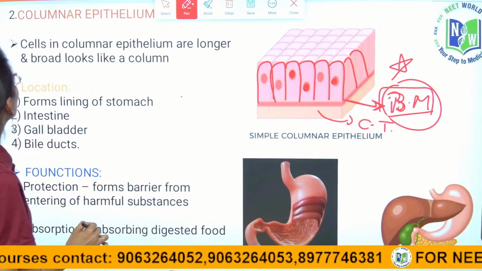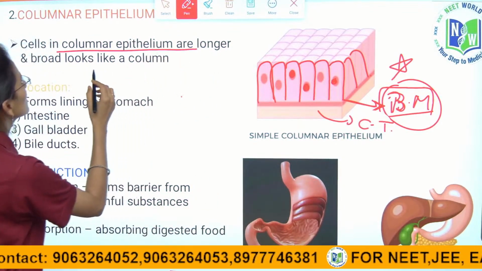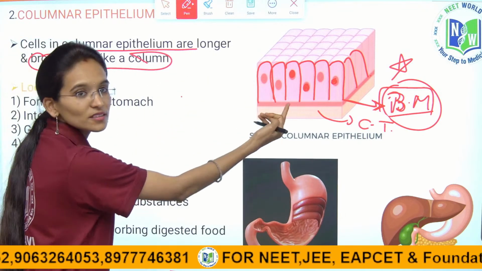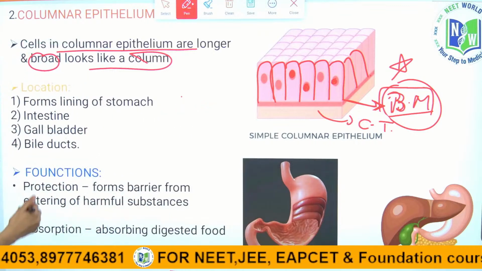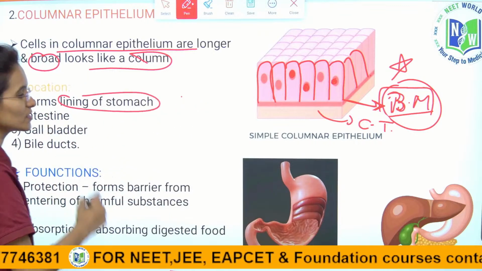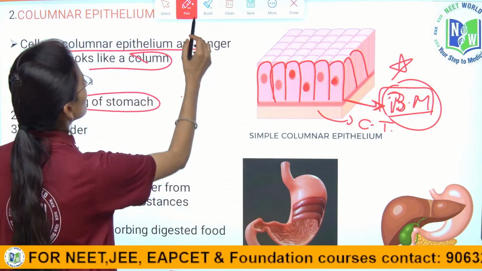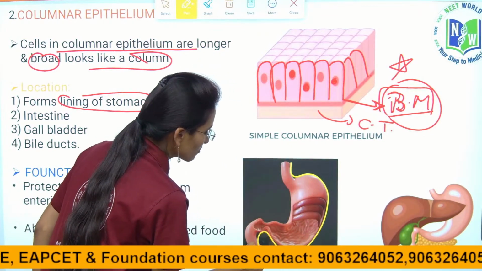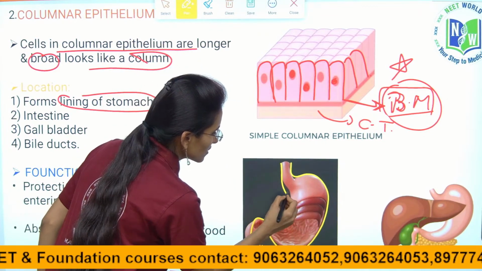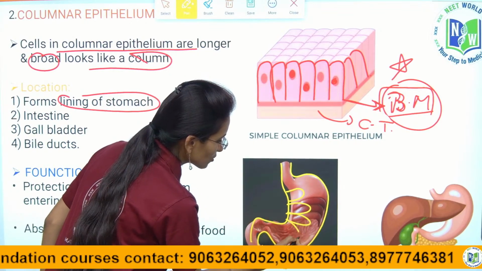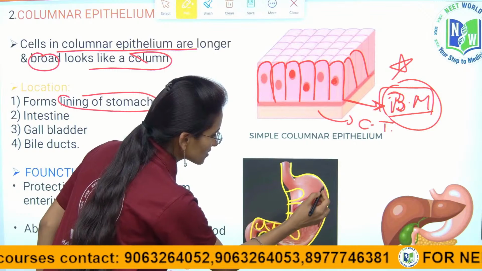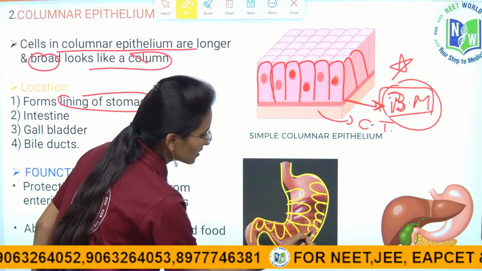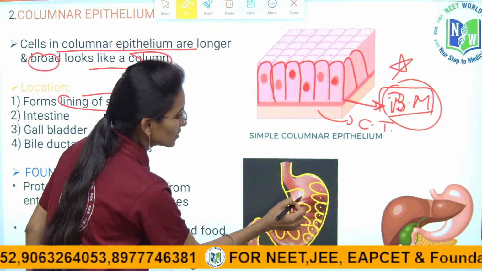Yes, and next here, look into this definition. Columnar epithelium cells are longer and broad and look like a column. Yes, isn't it? And next, coming towards the location, it forms the lining of the stomach. See students, here it is a diagram of the stomach, and inside this stomach we can find all these columnar like cells. See, all the columnar epithelium cells are arranged in this way in the stomach. They cover the stomach internally, with each cell having a prominent nucleus.